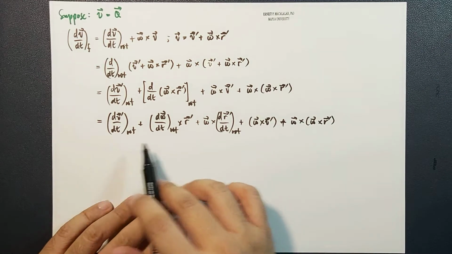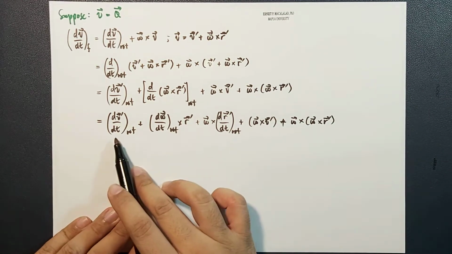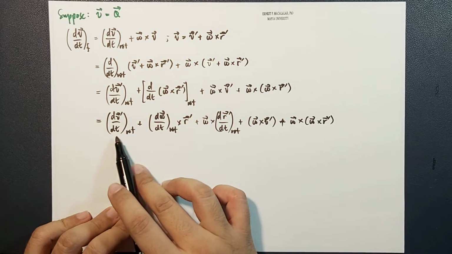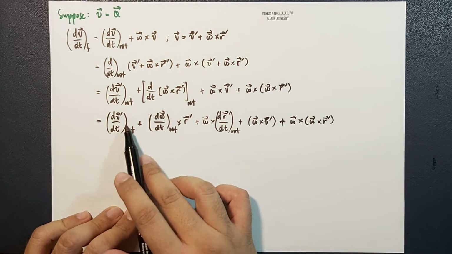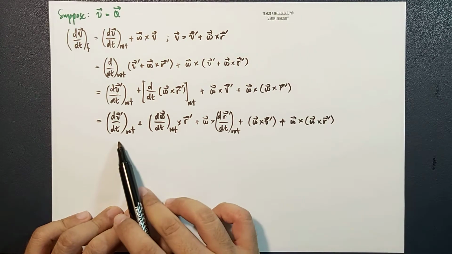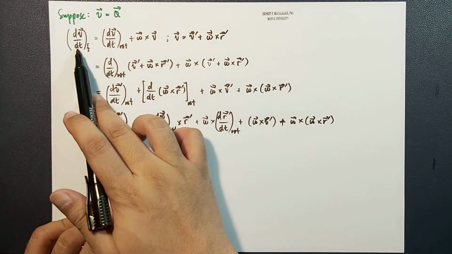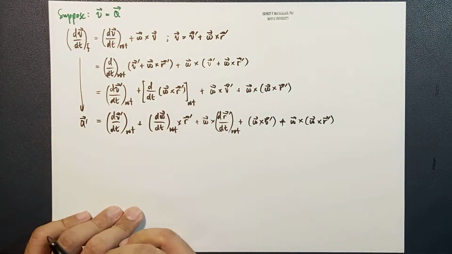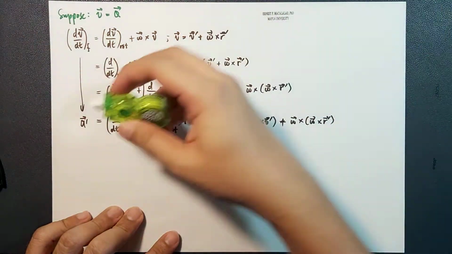Okay, now let's look at these derivatives. This derivative is just the derivative of velocity with respect to time in the rotating frame. So this is the acceleration in the rotating frame. This is the acceleration in the fixed frame. Sorry, no prime.